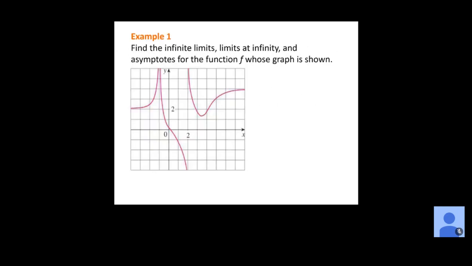All right, so let's take a look here. This time we're just given the function's graph. We want to find limits at infinity, infinite limits, and any asymptotes. When it asks for infinite limits, we're just asking, are there any places where the limit is equal to infinity or negative infinity? Then we're going to look at our actual limits at infinity and negative infinity, and then we'll discuss the asymptotes based off of those. So let's start with infinite limits.